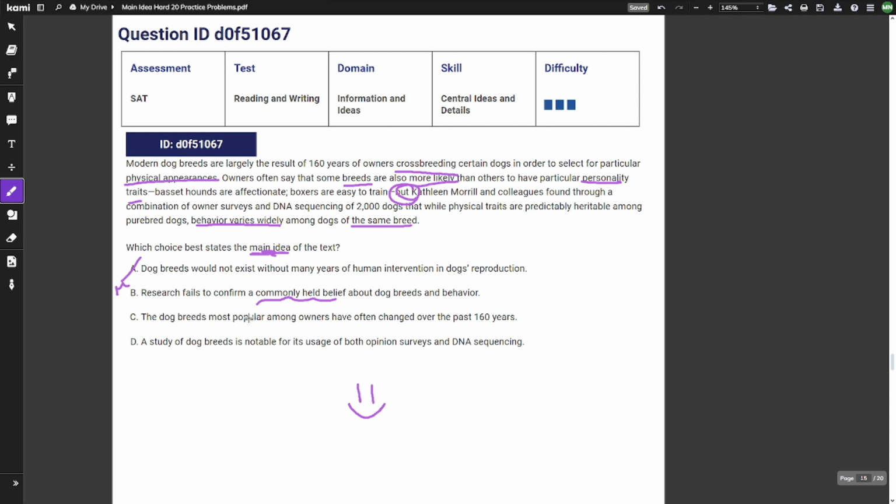C. The dog breeds most popular among owners have often changed. It never talks about which dog breed is the most popular. I mean, it does say that they have certain breeds for certain physical appearances, but it never talks about which one people like the most. So it's not going to be C. And then D, a study of dog breeds is notable for its usage of both opinion surveys and DNA sequencing. It does say once that when they conducted this study, they used surveys and DNA sequencing, but they only said that once. It never mentions it again, so it's not going to be D either, which means that our best answer choice is going to be B.